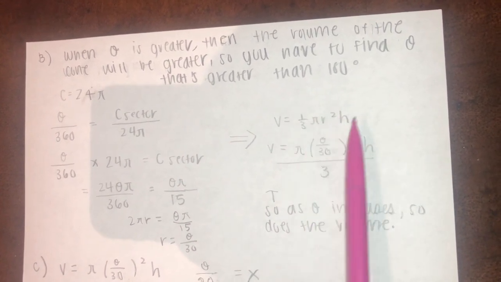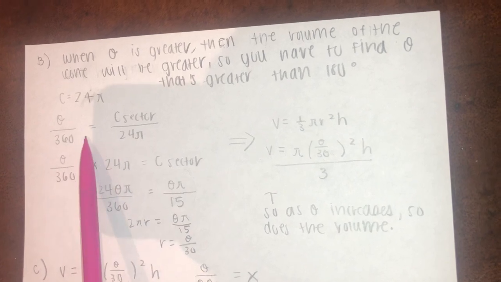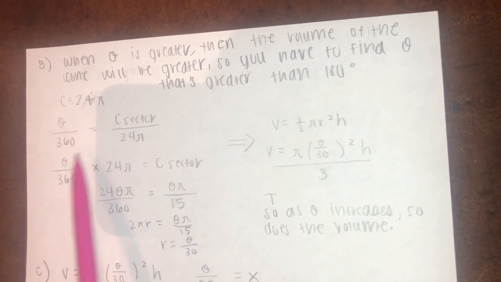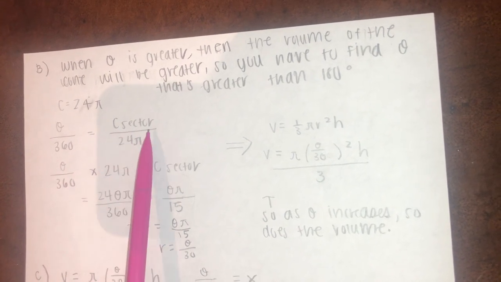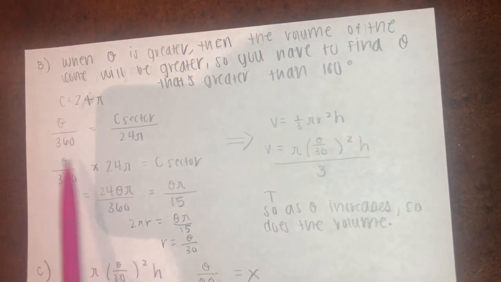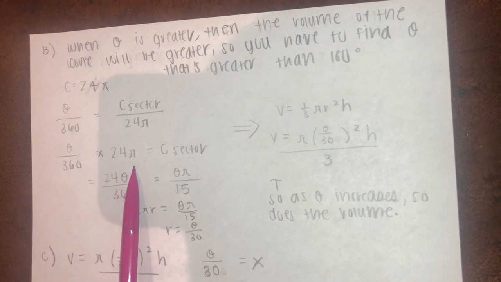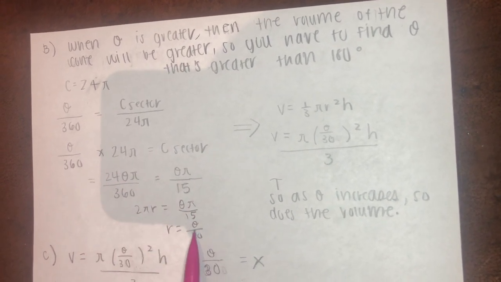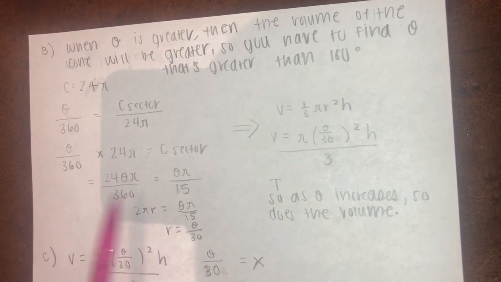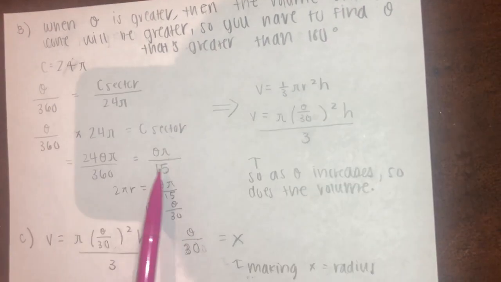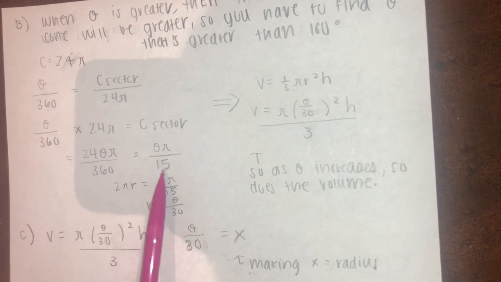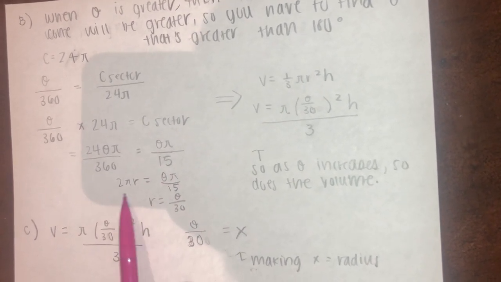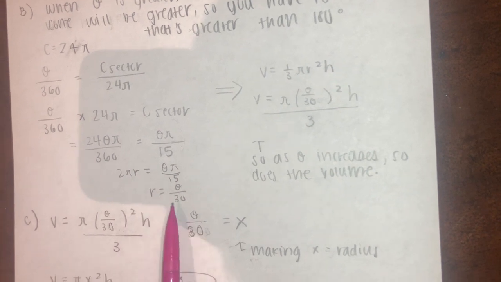So to prove this, we're going to be using some variables. So first we're going to use the circumference of the last circle, which was 24 pi, and then we're going to use the circumference of the sector equation, which we've been doing. So theta over 360 times 24 pi equals the circumference of the sector. And then once we do our math, we get that the circumference of the sector equals pi times theta over 15. And then we need to set that equal to 2 pi r to find the radius. So the radius equals theta over 30.